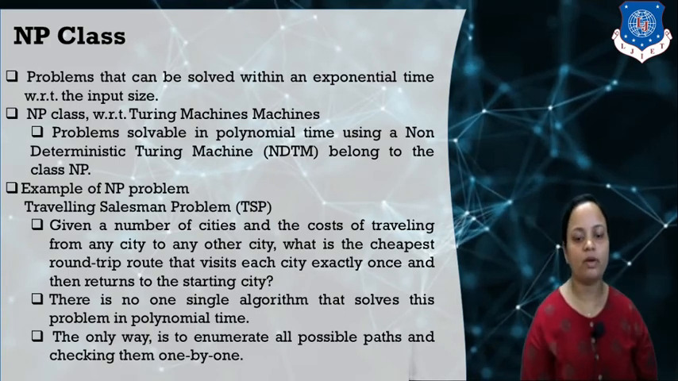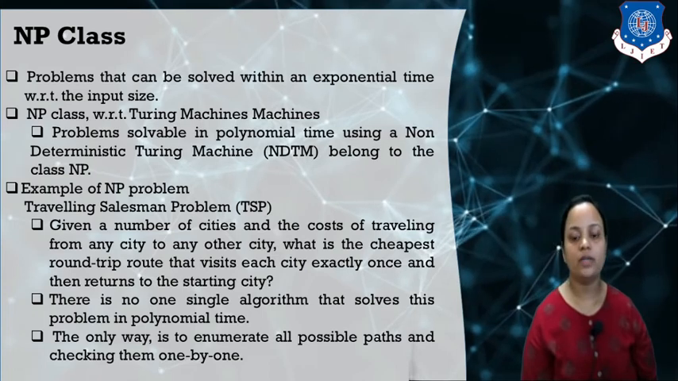Suppose we are given a number of cities and the cost of traveling from one city to the other cities. What is the cheapest round trip route that visits each and every city exactly once and then returns to the starting point?